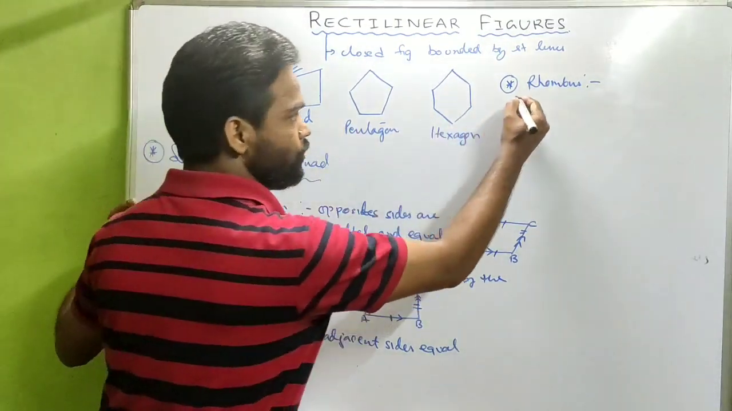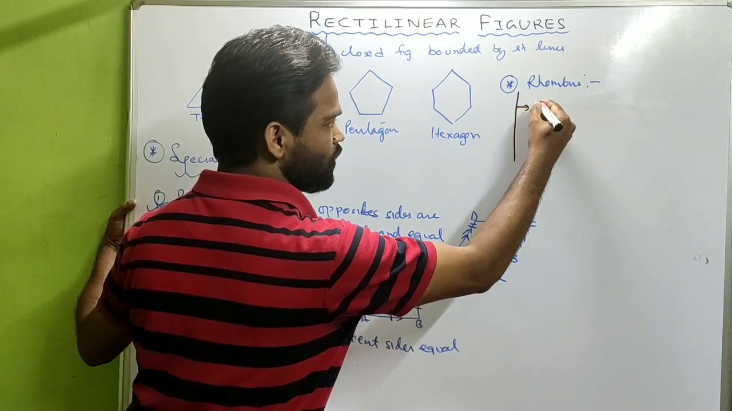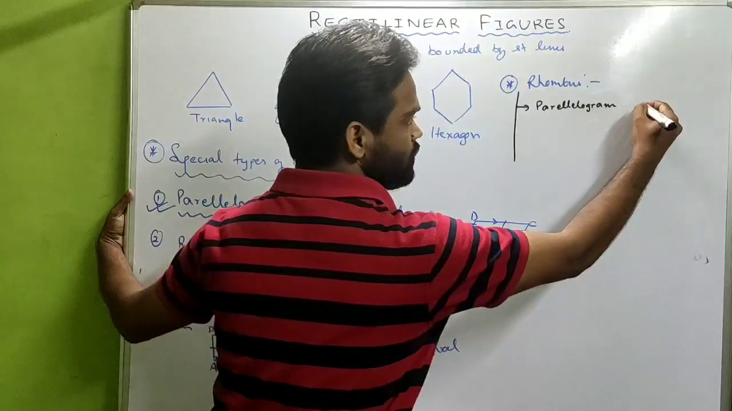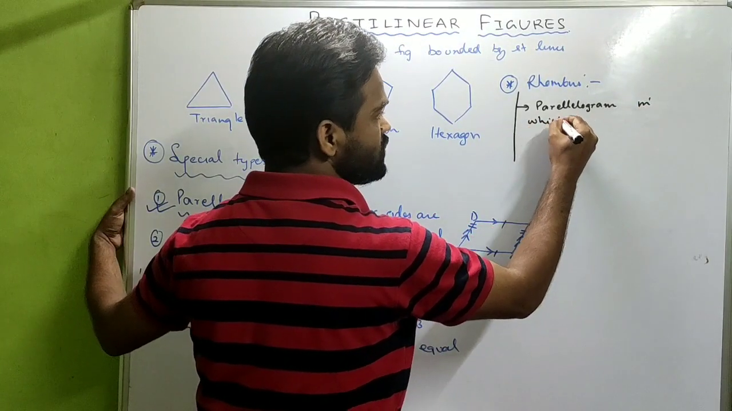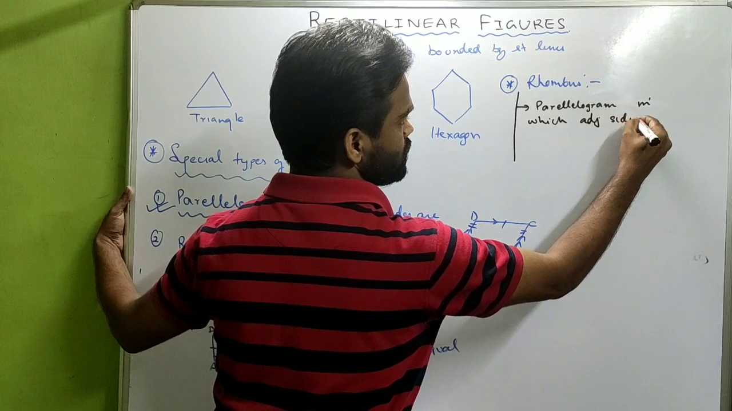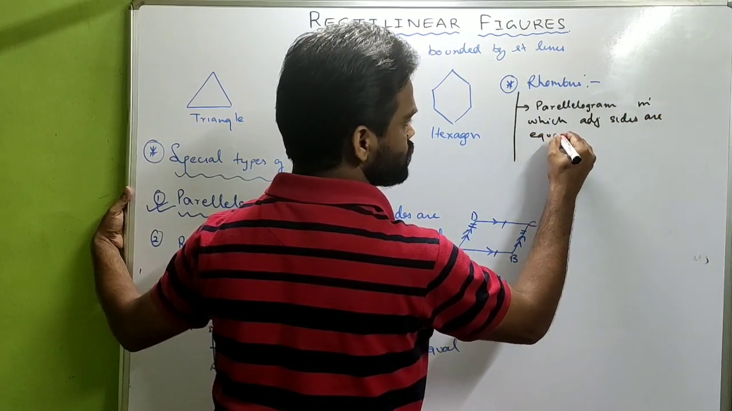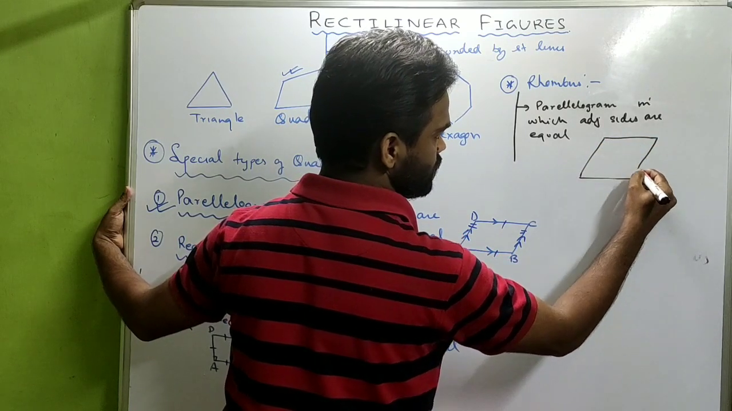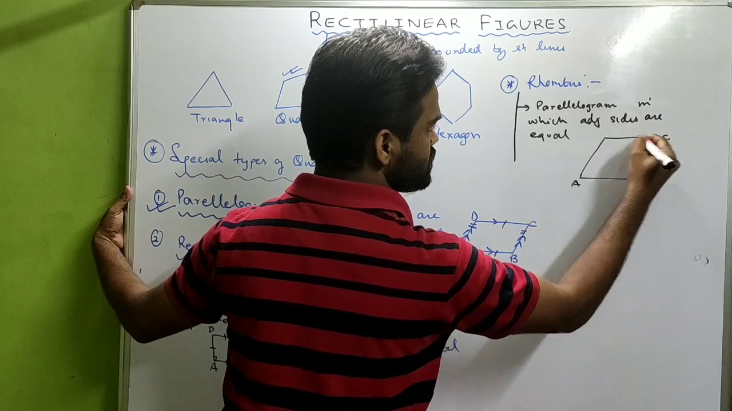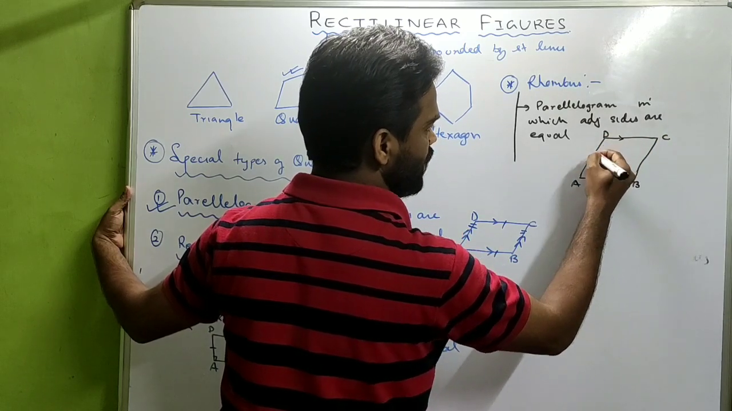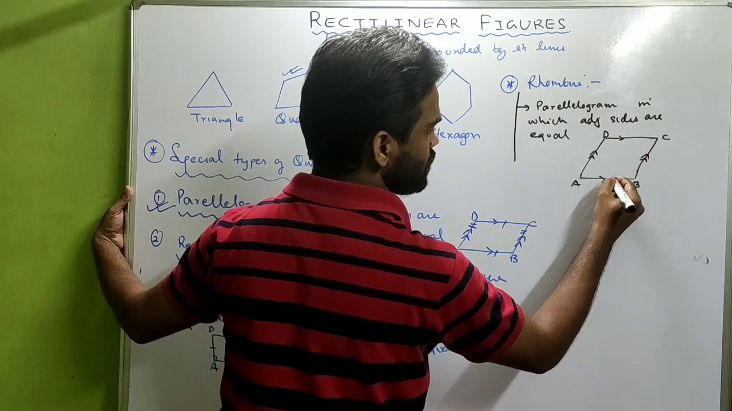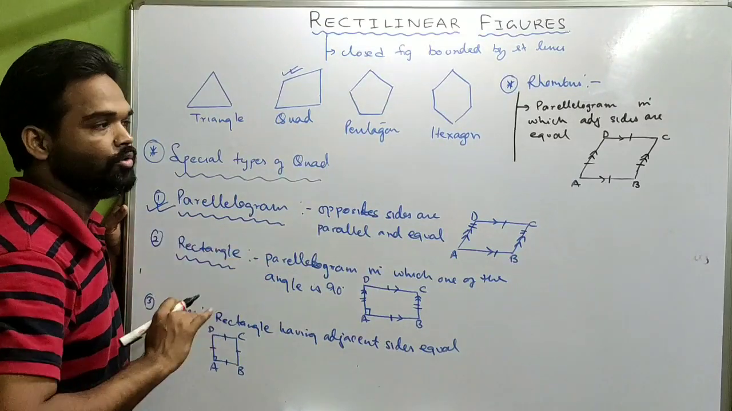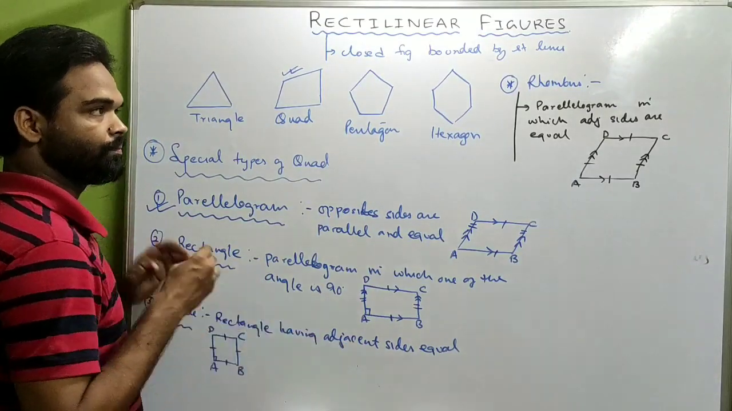Now when we talk about a rhombus, it's a parallelogram in which adjacent sides are equal. So if I draw the diagram, look over here, something like this: A, B, C, D. This is of course parallel, since it is a parallelogram, and this side is equal to this side and this side. So all the sides are equal. That's a rhombus.